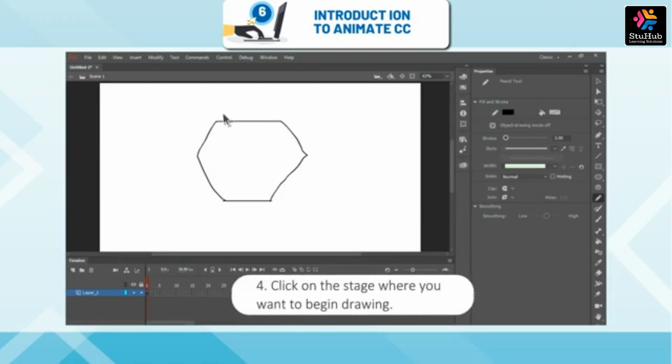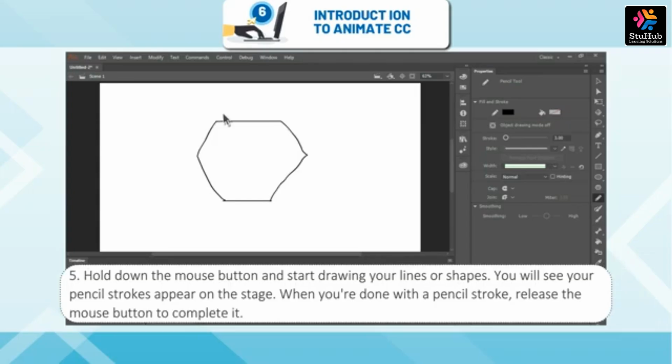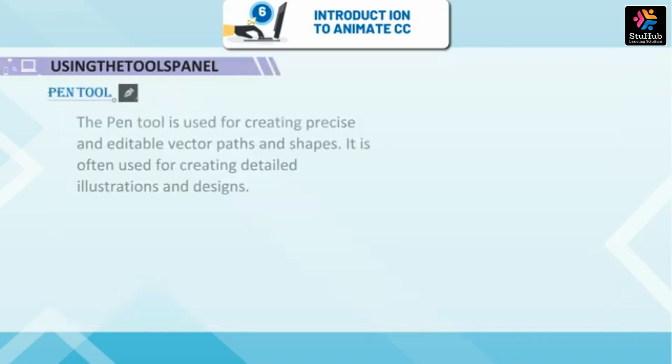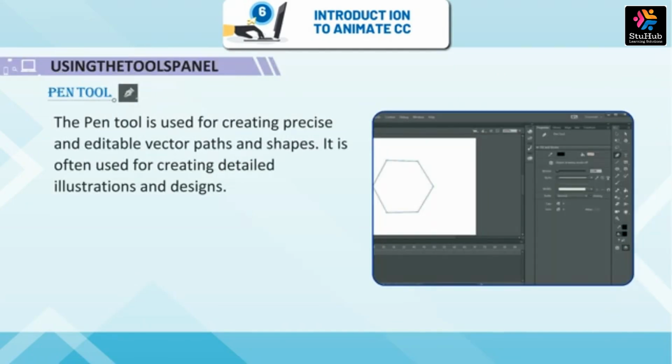Click on the stage where you want to begin drawing. Hold down the mouse button and start drawing your lines or shapes. You will see your pencil strokes appear on the stage. When you are done with the pencil stroke, release the mouse button to complete it. Tech Corner. If you want to draw a straight line, press and hold the Shift key.